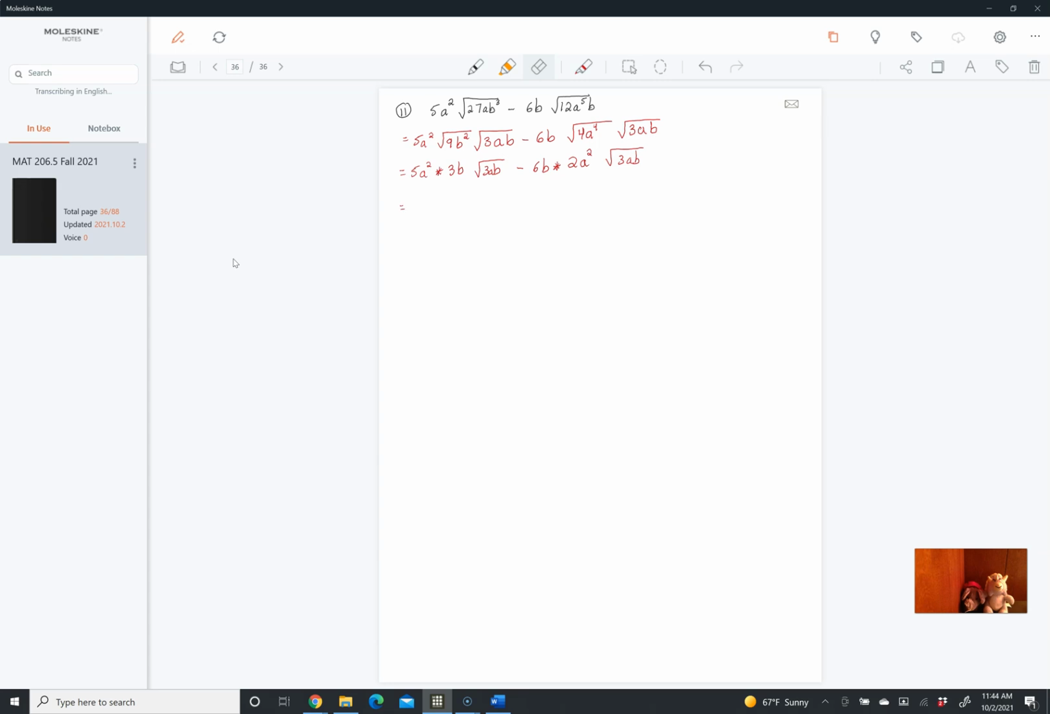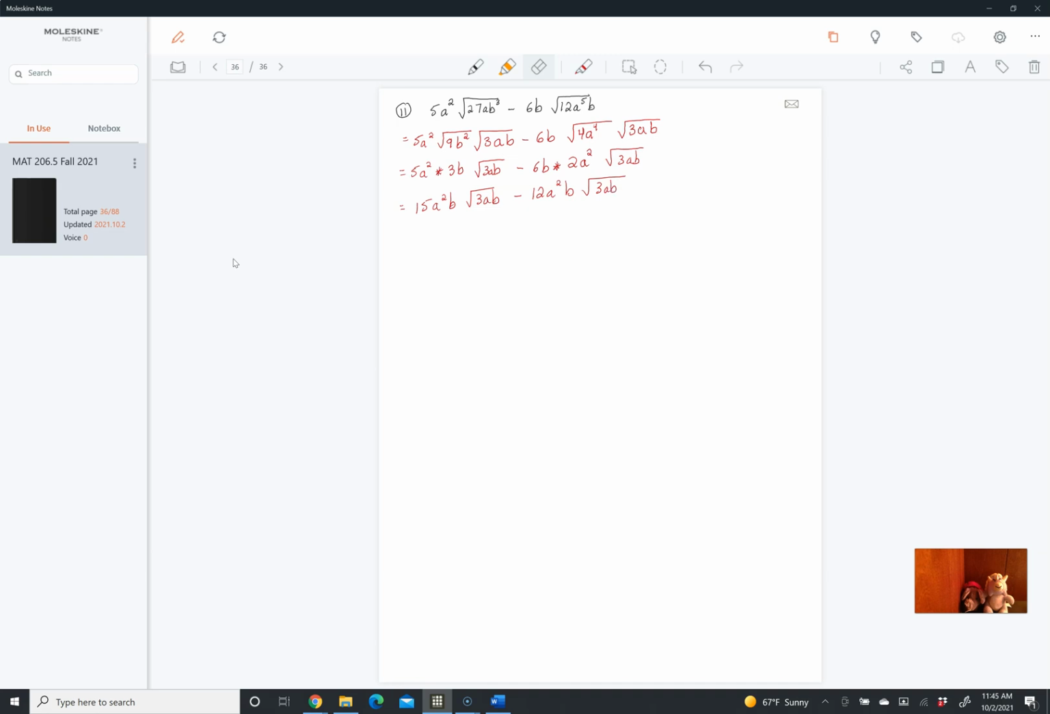Then we're just going to multiply. 5 times 3 is 15. So we get 15a squared b, square root of 3ab. And then we get 12a squared b. 12 came from the 6 times 2.